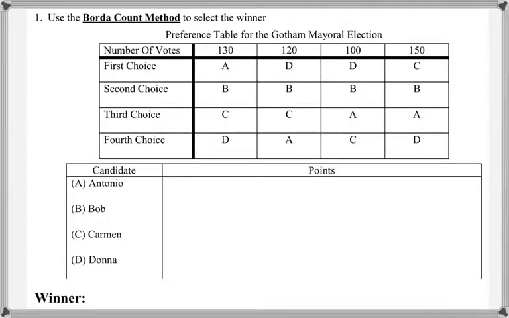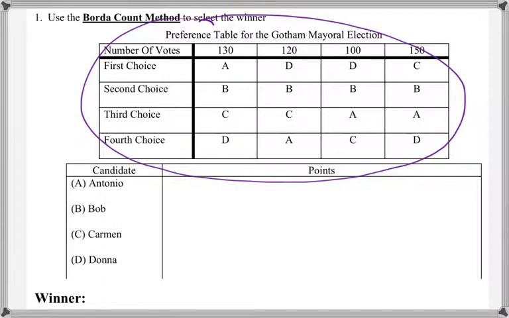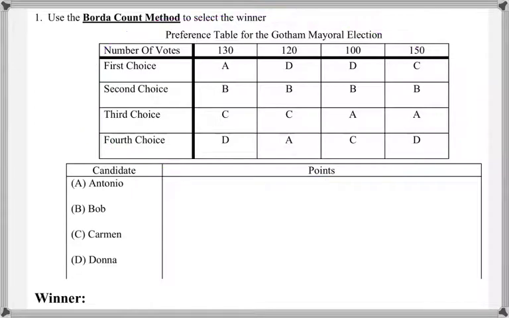So as you can see, we have the same preference table as the previous video, but now instead of selecting the winner using the plurality method, we are using the Borda count method. So we have 4 places. So for every 4th place vote, you get 1 point. For every 3rd place vote, you get 2 points. For every 2nd place vote, you get 3 points. And for every 1st place vote, you get 4 points.